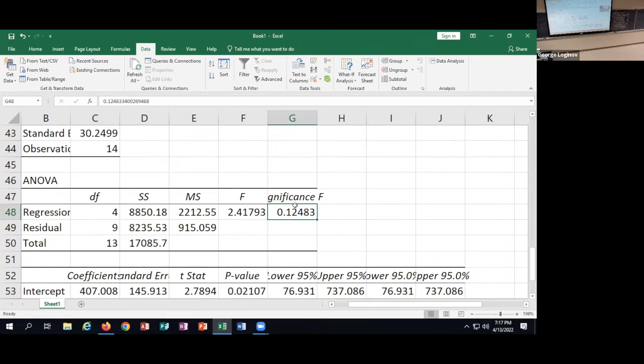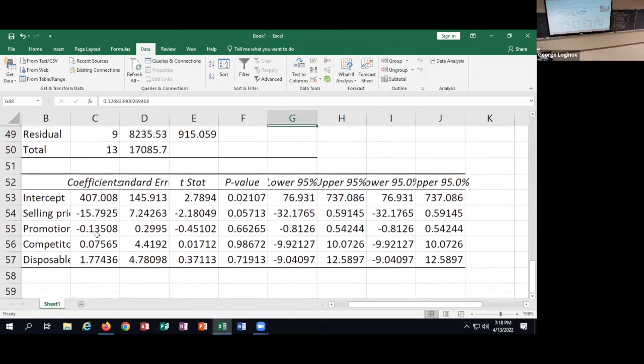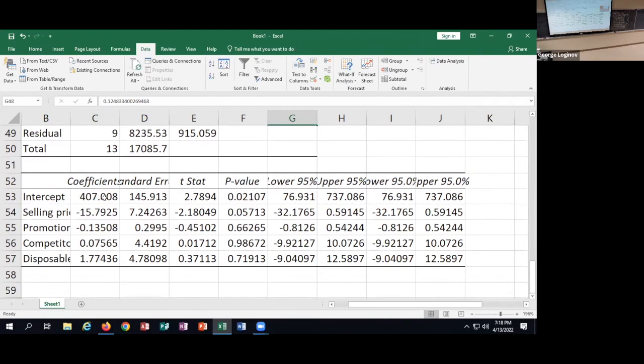So we have these new coefficients. You can see that the coefficients are kind of similar for the intercept and the selling price. And then for promotion, competitor's price and disposable income, those coefficients are somewhat close to zero. Coefficients close to zero should raise a red flag.